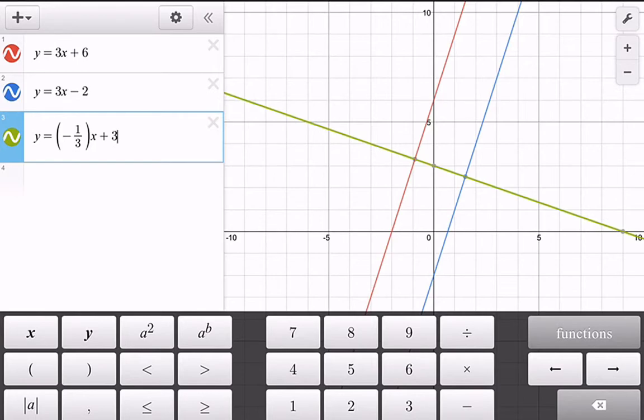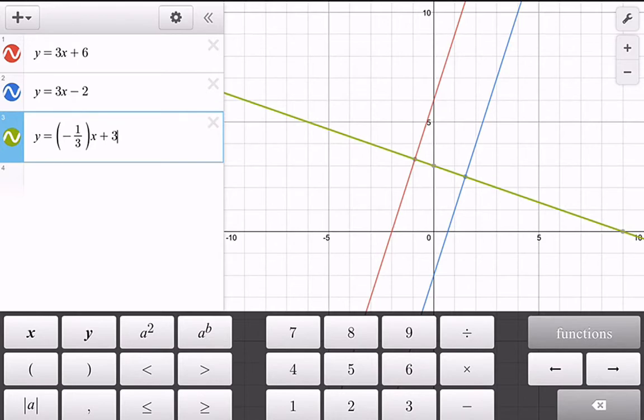Notice for graph 1, that's the red line. It is the graph of the equation y equals 3x plus 6. And the blue line is the graph of the equation y equals 3x minus 2. Do you see that they both have the same slope, so that the red and the blue line are parallel to each other? Their slope is 3. Those lines will be parallel.